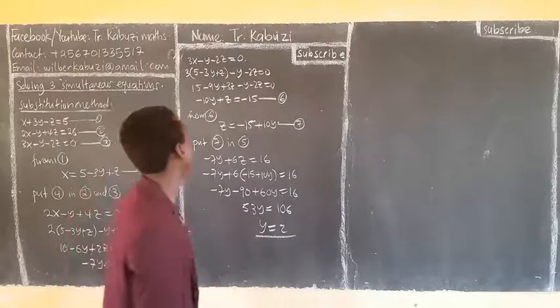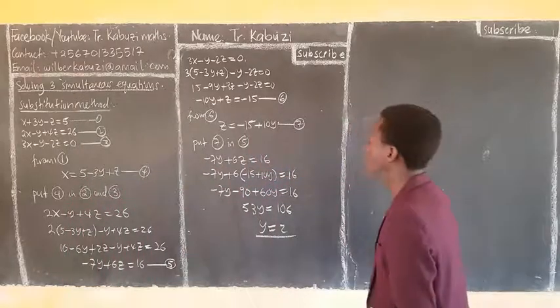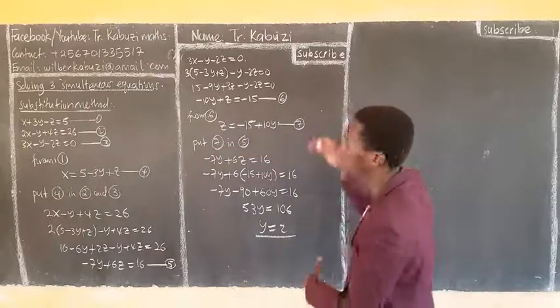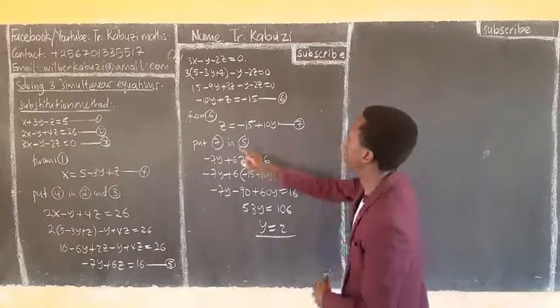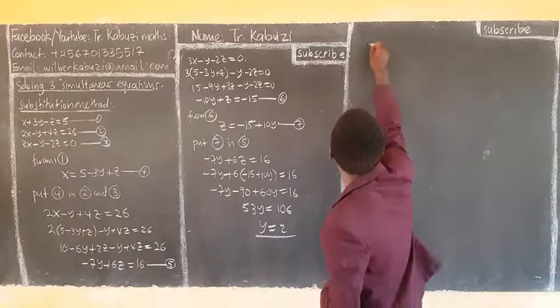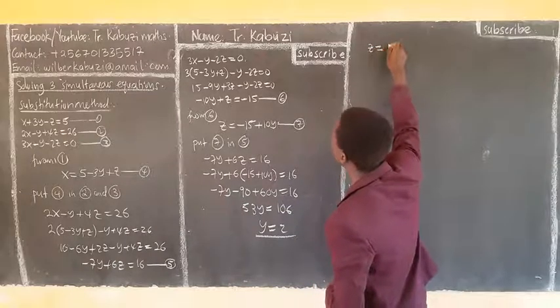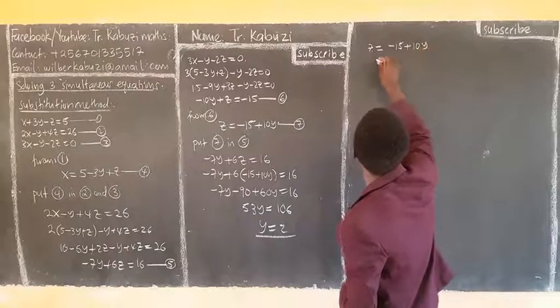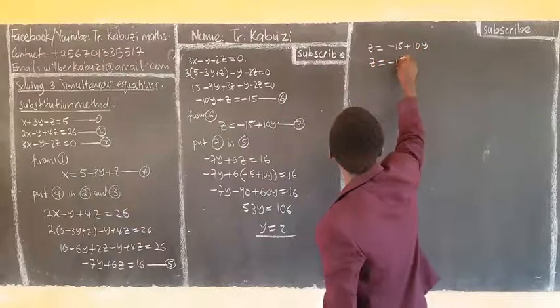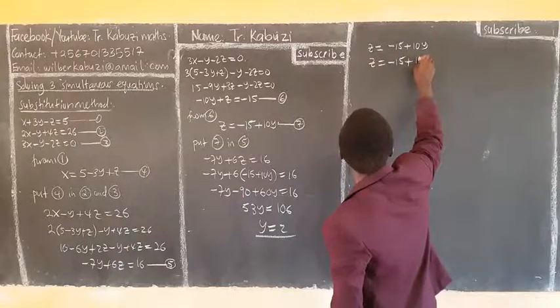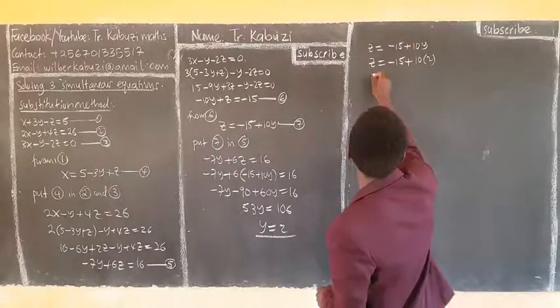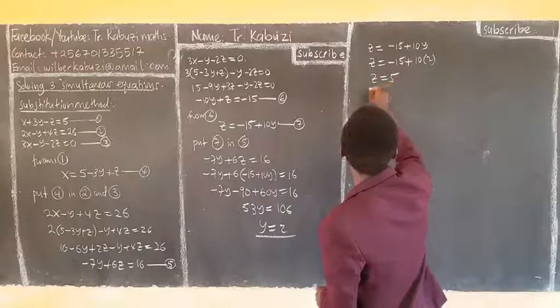And from there now, members, if we have our y as 2, we can easily get our z from here because we are using the substitution method. So now I substitute y here. From my z equaling to negative 15 plus 10y, my z will be negative 15 now plus 10 into 2 because my y is 2. So from here, my z is going to be 5.